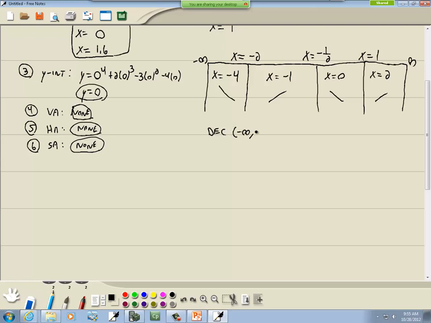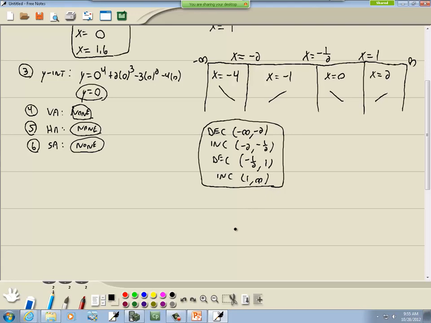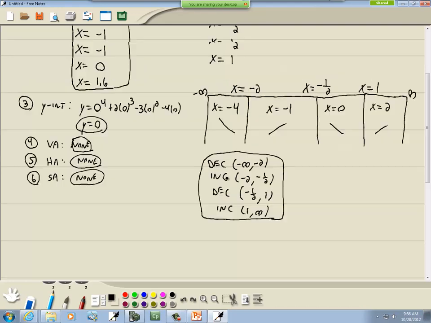Okay, so this is decreasing from -infinity to -2, and then it's increasing from -2 to -1/2, and then it's decreasing from -1/2 to 1, and then it's increasing from 1 to infinity. Okay, that was that 7? Okay, step 8, Extrema.